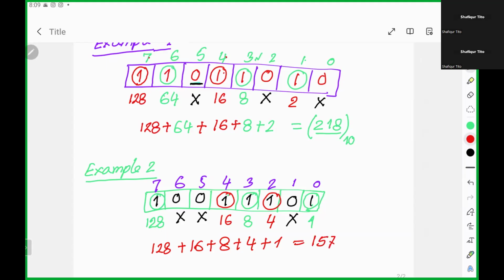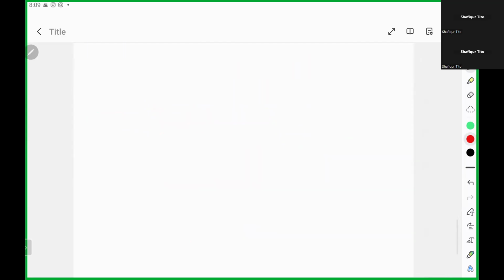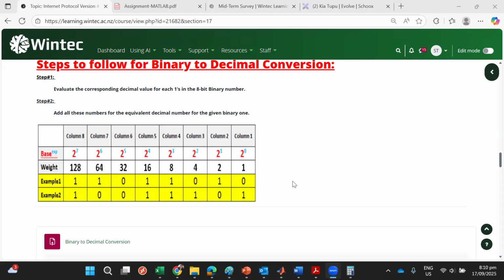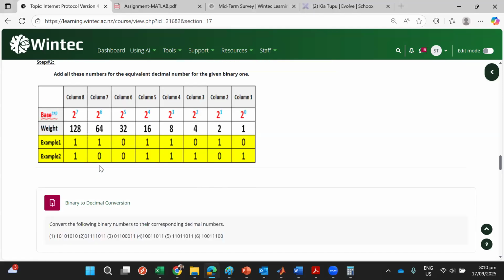Okay, so that's easy, right? This is how you can convert binary to decimal. So I will move back to our other device. So we can stop sharing and then share this one. Hopefully this has been shared. Okay, so this has been done.